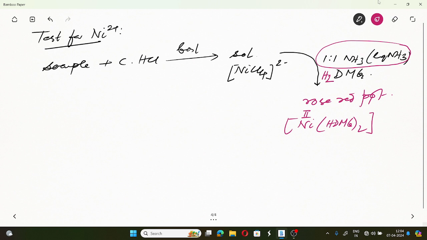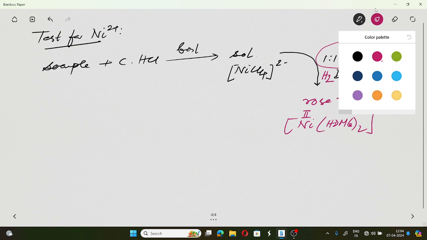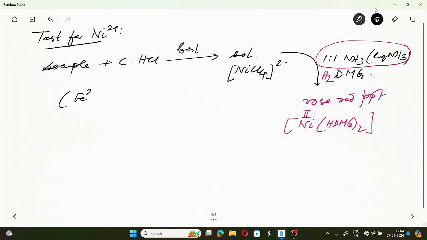And one more thing, you'll find that a reddish to orange precipitate will be obtained if Fe2 plus is present. Okay, so Fe3 plus, sorry. Fe2 plus is present, you'll find that this will interfere in your test. So you have to be careful. The color has to be exactly rose red. If you get different colors, you should not be bothered.